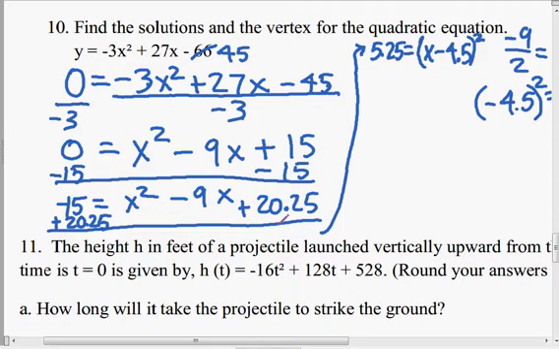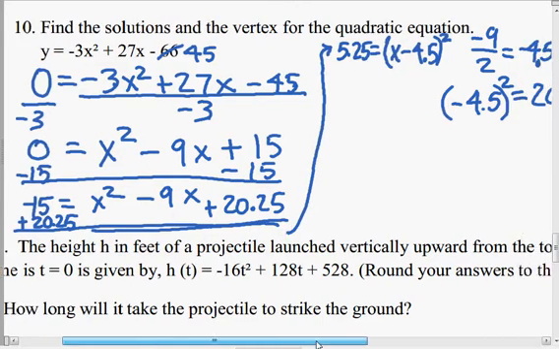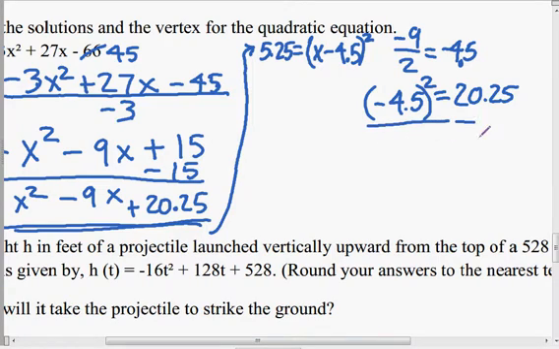If you want to check it, do the area model, x minus 4.5 times x minus 4.5. You'll see that you get x squared minus 9x plus 20.25. The whole purpose in doing this step here is to make sure that I can factor it that way. Now that I have a perfect square, I can take the square root of both sides.